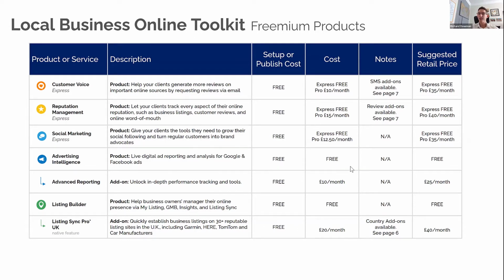The advertising intelligence, this is really for pulling all of their adverts together, and it's a free one to set up, but there's advanced reporting that you can add for £10 per month, and we recommend that you would charge £25.